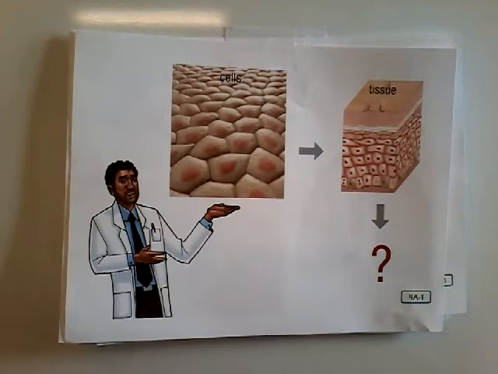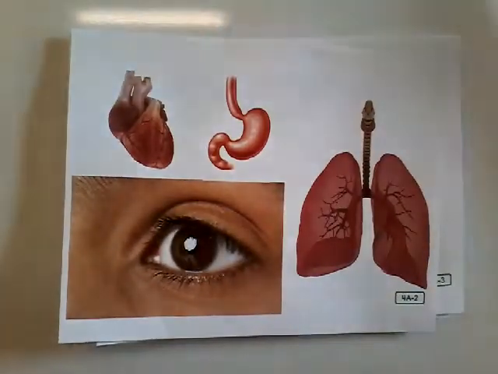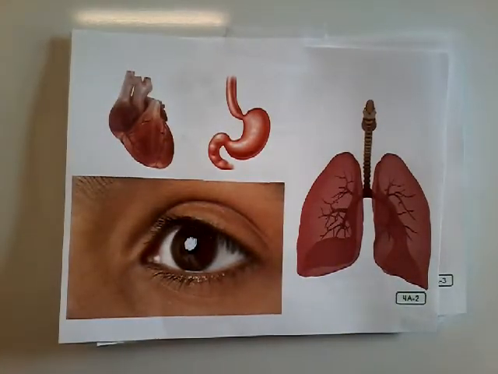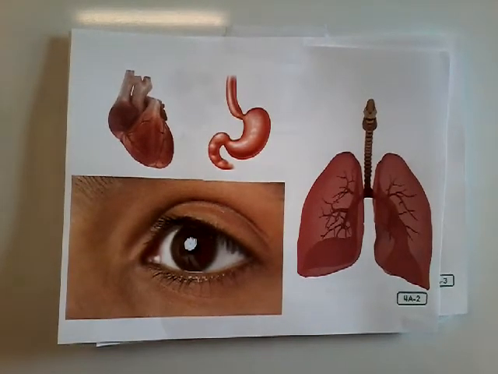Organs are made up of different groups of tissues. All organs are made up of different kinds of tissues that help them do their job. Can you name any of your body's organs? Your eyes and ears are organs. Your heart and lungs are organs. Your stomach is an organ too.